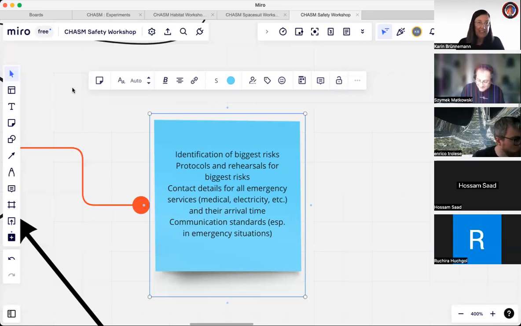Then we have in the chat, and I like this because it's very provocative: I think individuals are more important than the collective. What does everyone think about that? Do we agree? Do we disagree? And what does it mean for safety in the mission? Which is our overall topic.